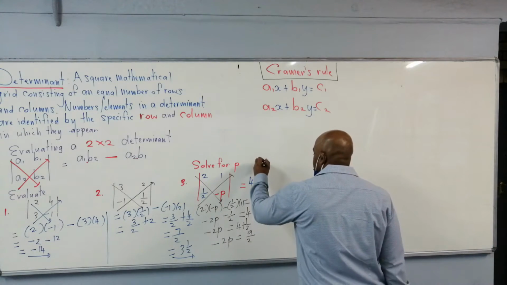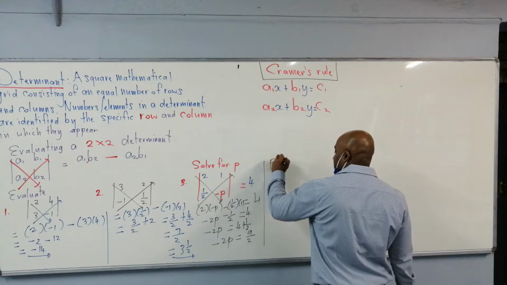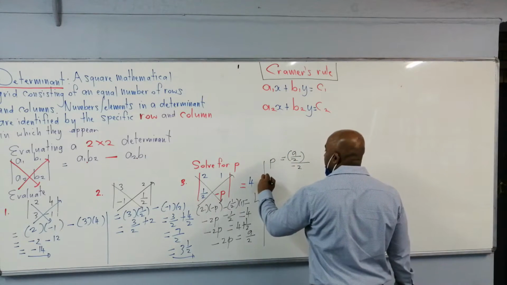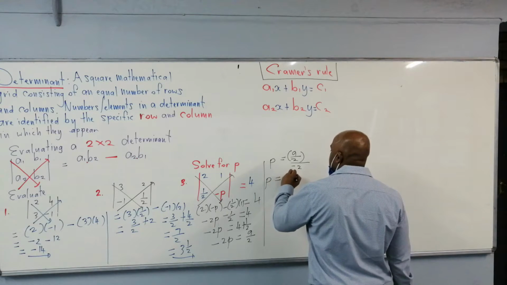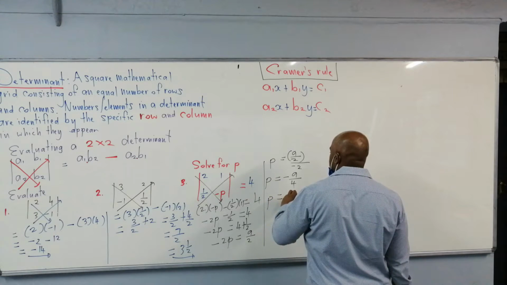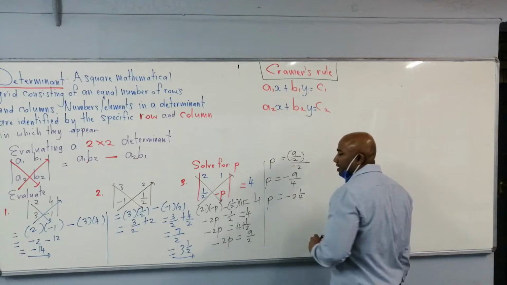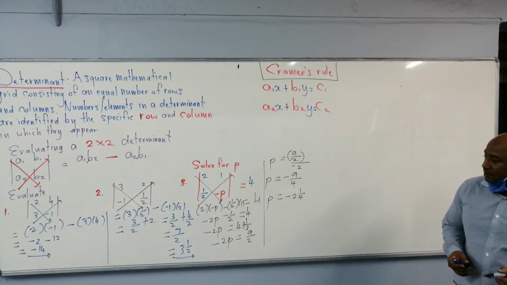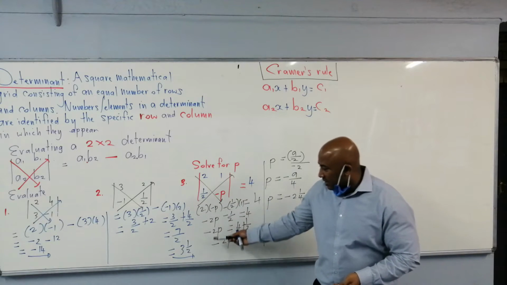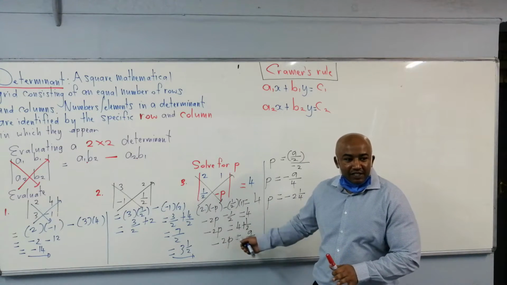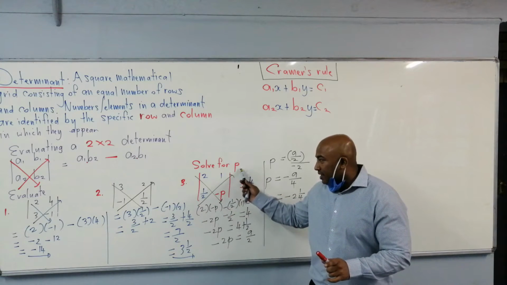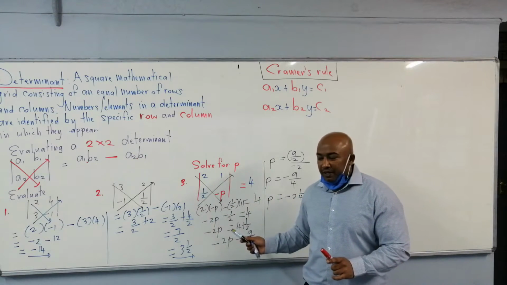So now p is equal to 9 over 2 divided by minus 2, which is the same as minus 9 over 4. Minus 2 and 1 over 4, correct? But now I'm showing all working here. Obviously, you do it one time on the calculator and get your answer. The main thing you need to know is how to evaluate the 2 by 2 determinants.